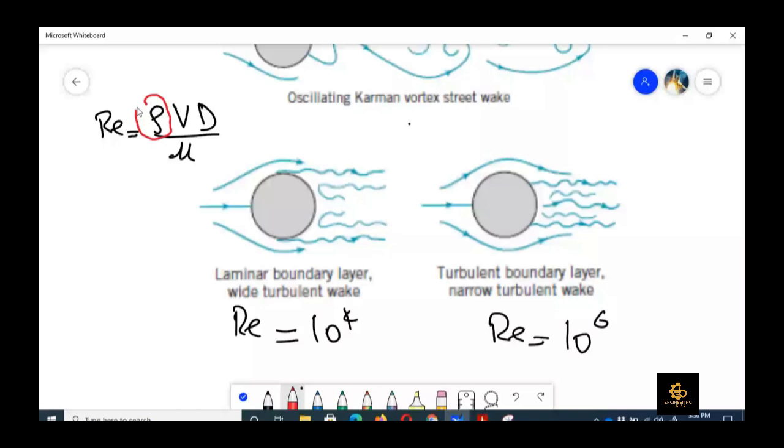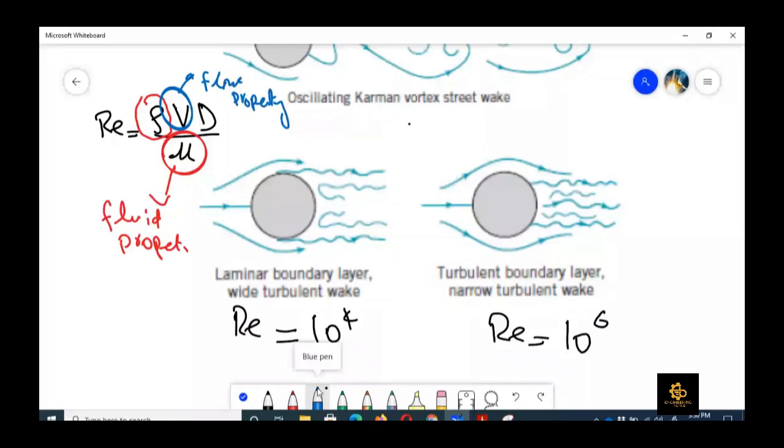We write it. Okay. What about velocity? Velocity is the flow property, right, Umair? Yes, it depends on the flow velocity. Okay. What about diameter? Diameter depends on the geometry of the object we are talking about, right? Yes. So it means that Reynolds number depends upon the fluid as well as the flow and as well as the geometry on which the flow is happening.